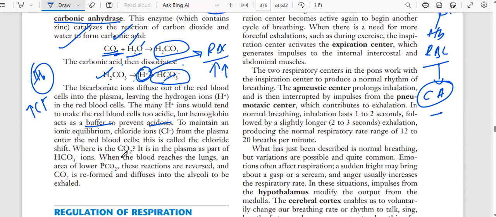Where is the CO2? It is in the plasma as a part of the HCO3 minus ion. When the blood reaches the lungs, in an area of low PCO2, these reactions are reversed and CO2 is reformed and diffused into the alveoli to be exhaled. So basically carbon dioxide is released, very important, we will study in the coming classes. Okay. So here I will explain in one step.